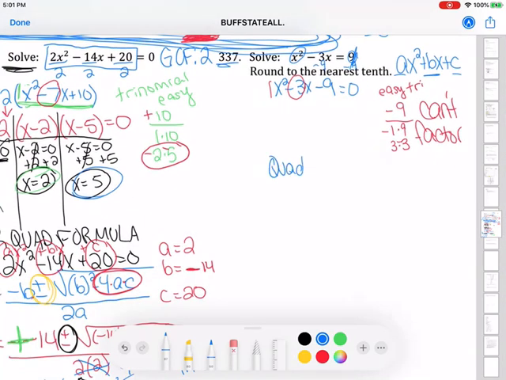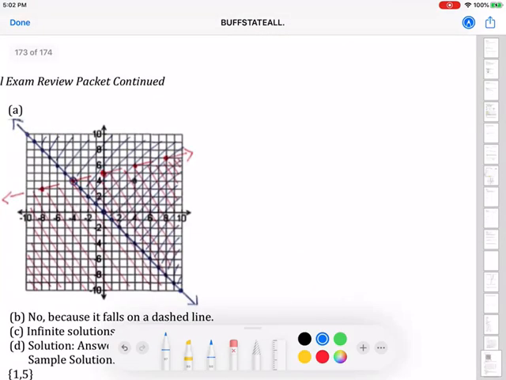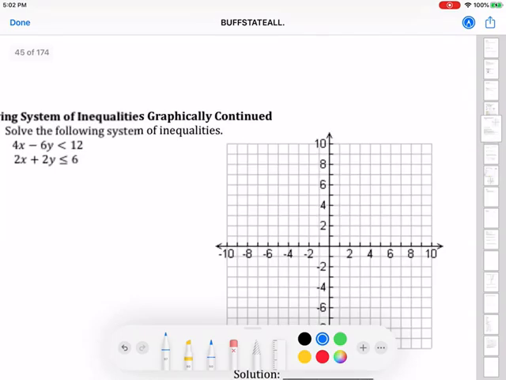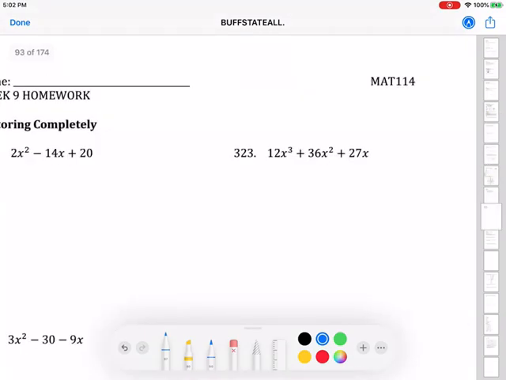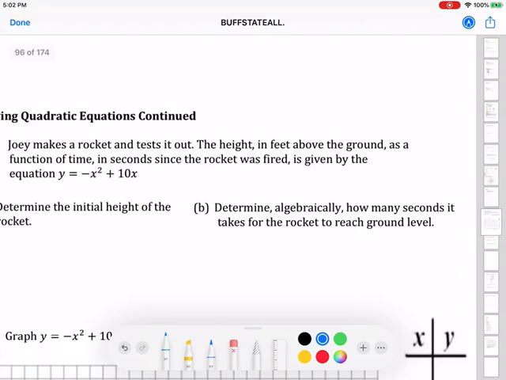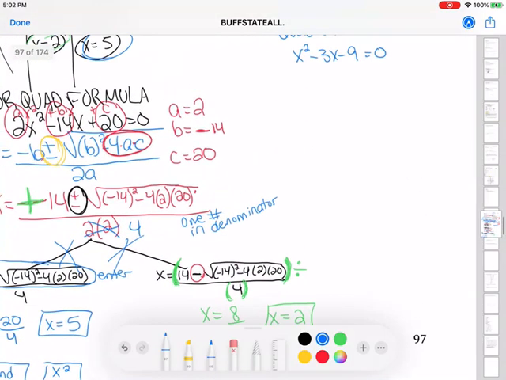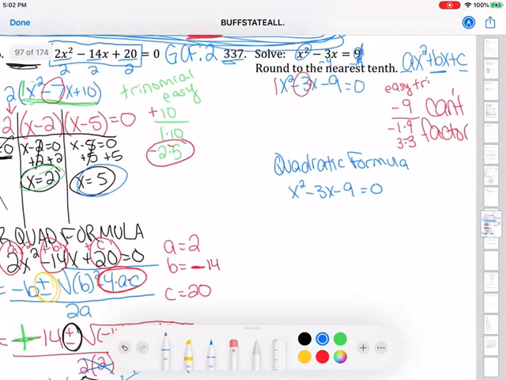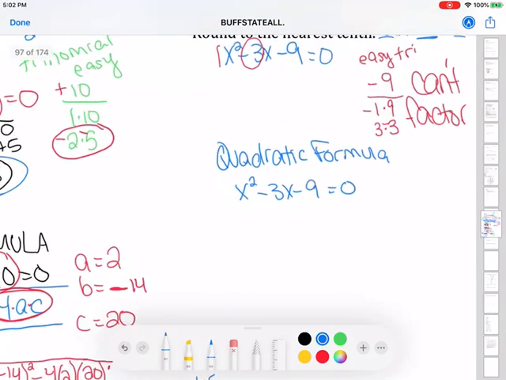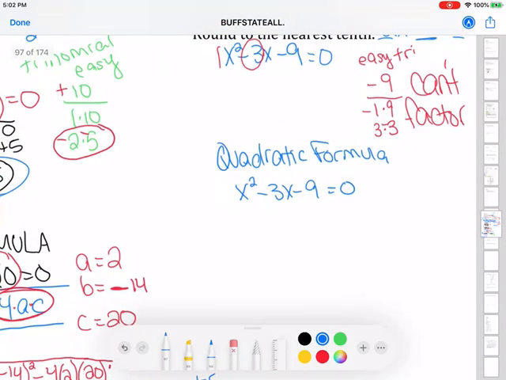So for this one, we have to use the quadratic formula on x squared minus 3x minus 9 equals 0. Oh, I did it again. Sorry, guys. Just keep bumping it over here off to the side.